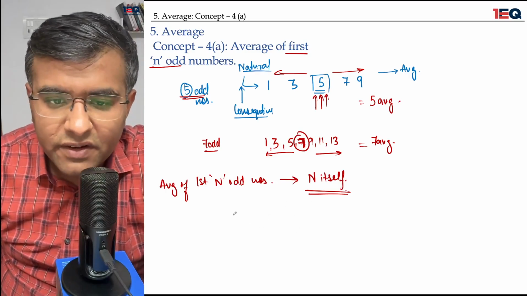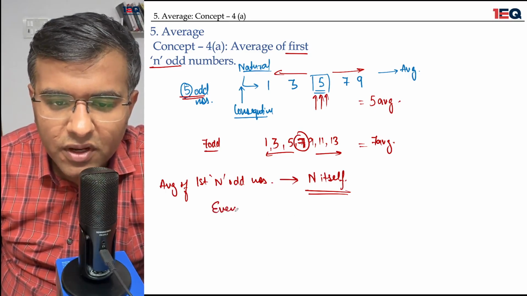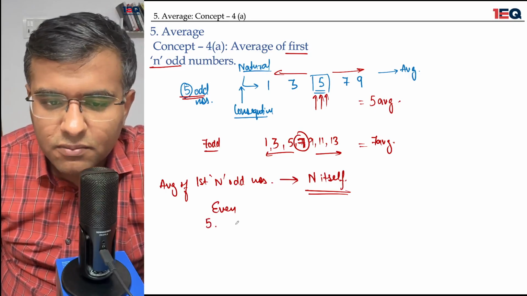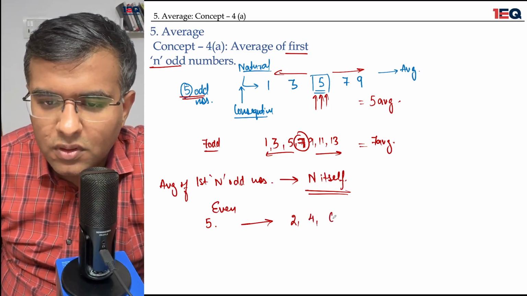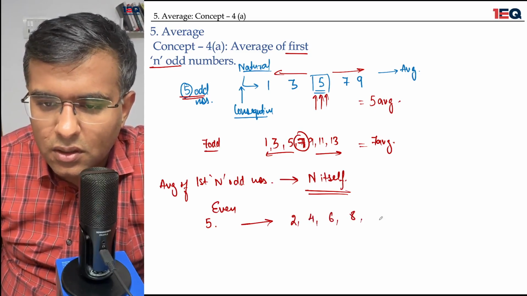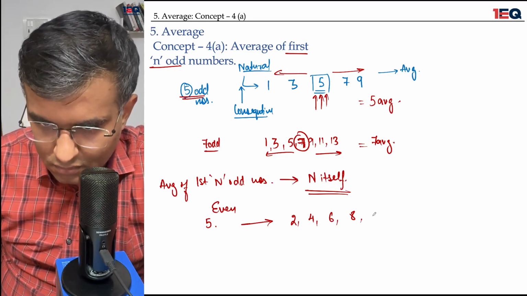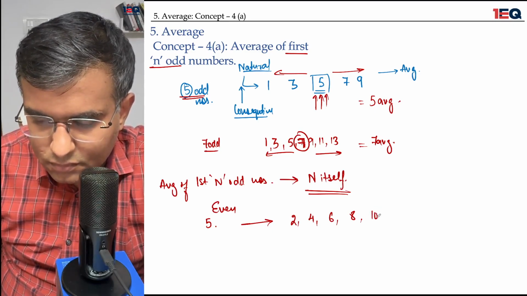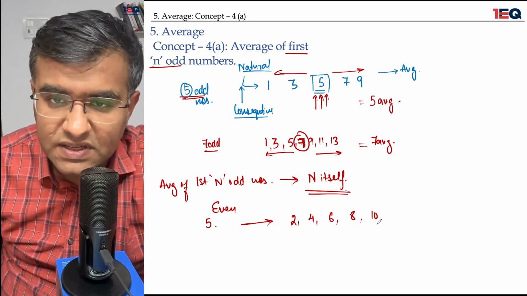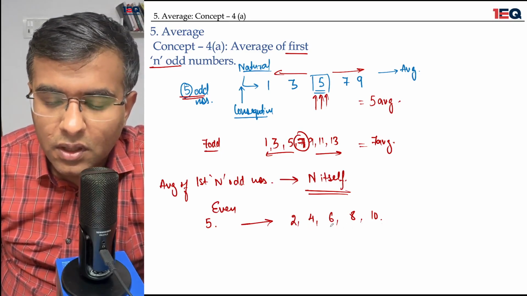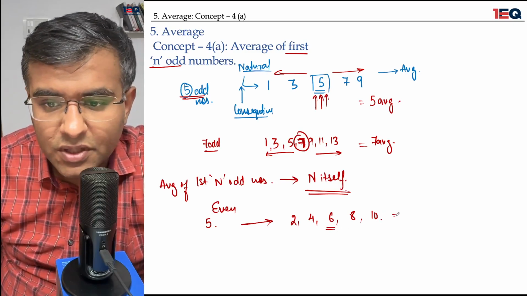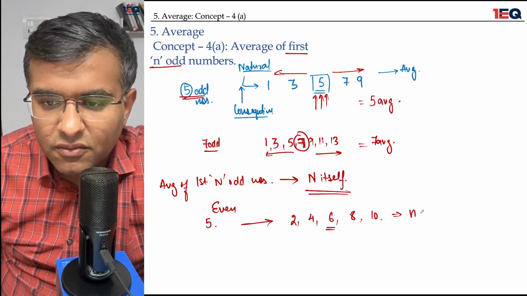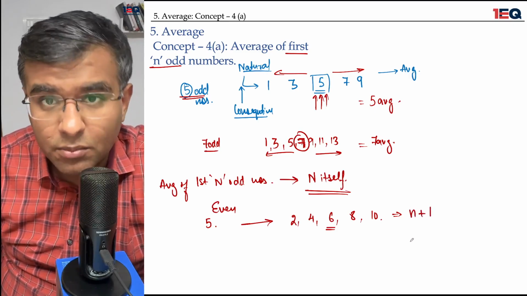If I do it for even numbers, okay, let me do it for even numbers. First 5 even numbers: 2, 4, 6, 8, and 10. Here, the average comes out to be 6 because it is a central number. So I can say for even numbers, the same value is n plus 1.